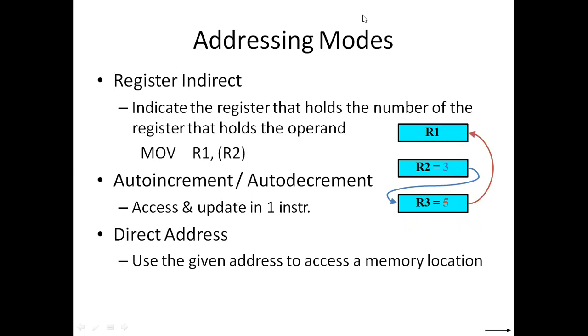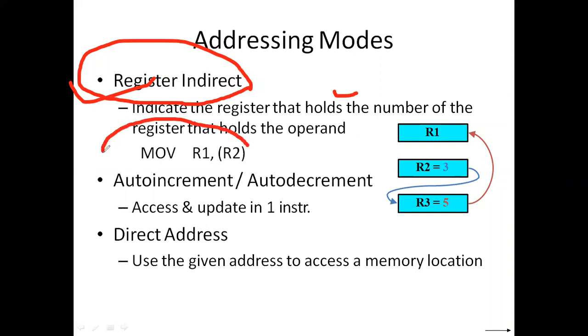Then we have register indirect. Indicate the register that holds the number of the register that holds the operand. I'm repeating again, indicate the register. In case of register indirect, what is happening is that we indicate the register that holds the number of the register that holds the operand. Consider this: move R2 to R1.